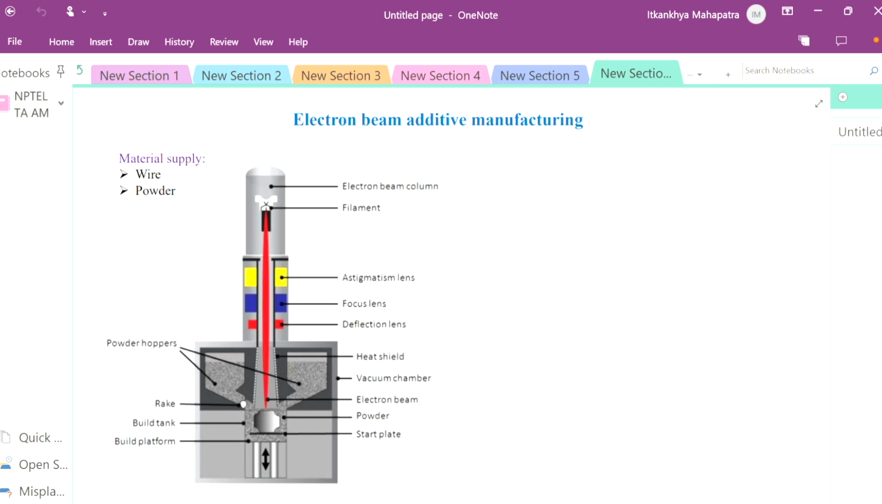So in electron beam additive manufacturing, the material is supplied in two different methods. The first is in the form of wire and the other is in the form of powder. So here we see this is in the form of powder.